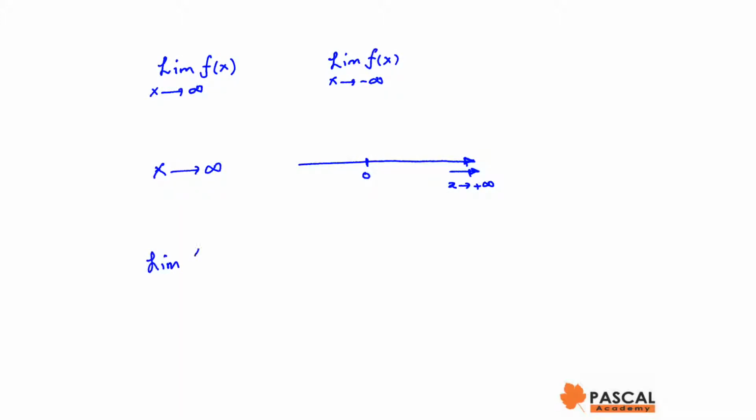We say limit of f of x as x approaches infinity is infinity when f of x is getting bigger and bigger as x is getting bigger and bigger. We say limit of f of x as x approaches infinity is L when f of x can be as close as possible to L as we want to when x is bigger than any real number.